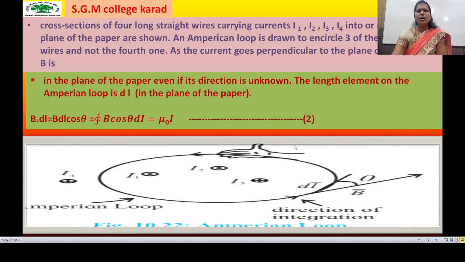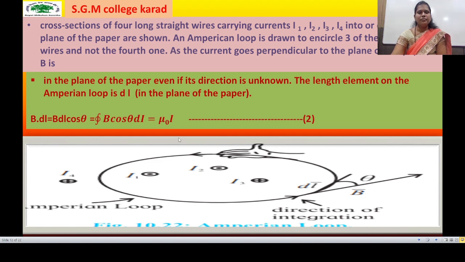Here we also use the right-hand thumb rule. In this rule, the outstretched thumb indicates the direction of the magnetic field and the curled fingers indicate the direction of the currents. Sorry, the outstretched thumb indicates the direction of the current and the curled fingers indicate the direction of the magnetic field. That is the statement of the right-hand thumb rule used here.